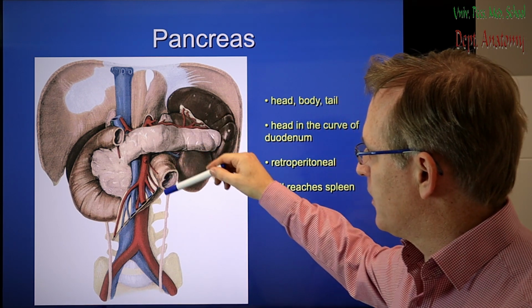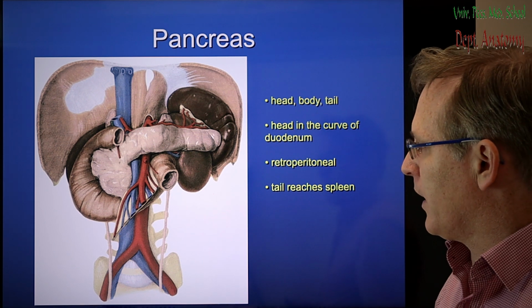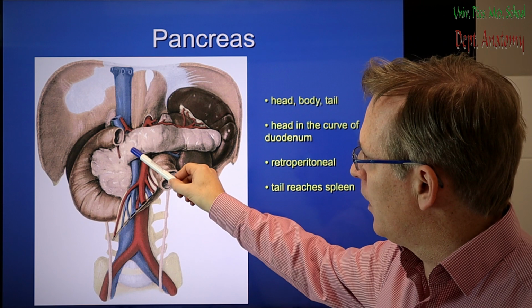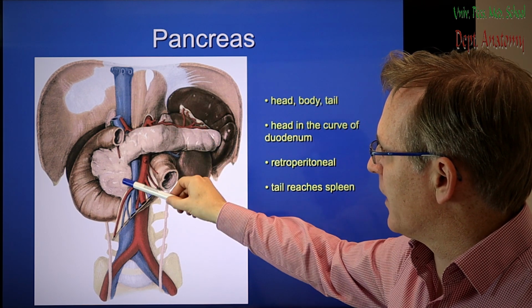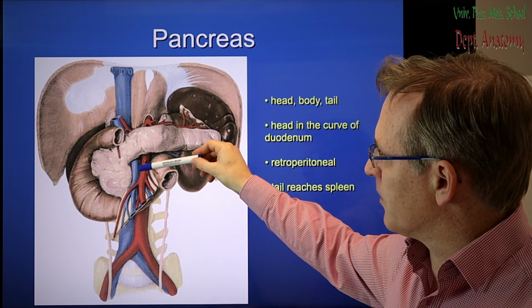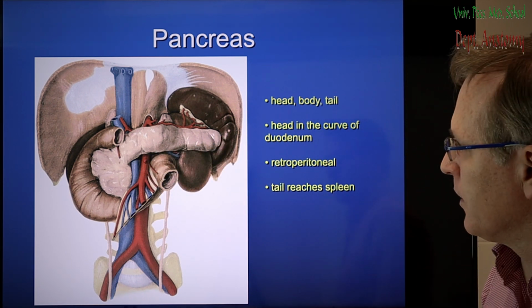Around the pancreas there are lots of extremely important organs and structures. For example, behind the body you can see the inferior vena cava and abdominal aorta and the superior mesenteric vein and artery.